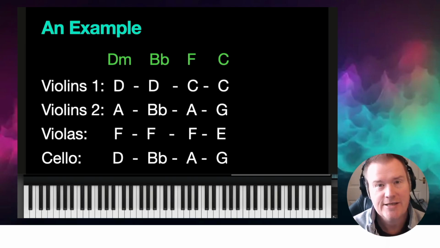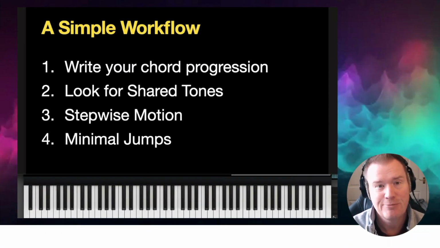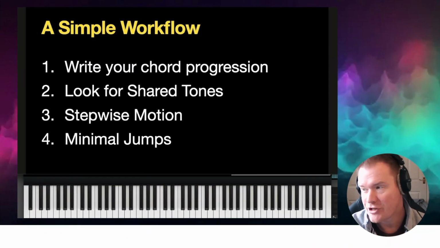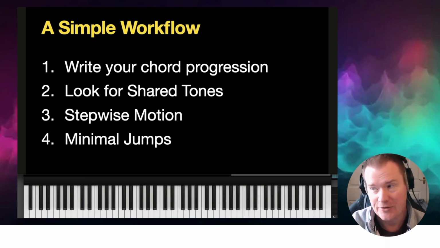So the important thing to notice here is many notes stay the same. Most movement is stepwise, and each part feels a bit like a melody, and that's what gives the cinematic flowing feeling that we're after. So here's a simple workflow for you. Write your chord progression to start with, then look for shared tones, then think about stepwise movement and minimal jumps between notes. Those are the key parts to effective voice leading. And you'll hear it in everything from classical orchestration to modern film scoring.